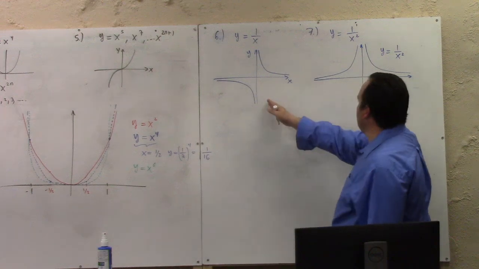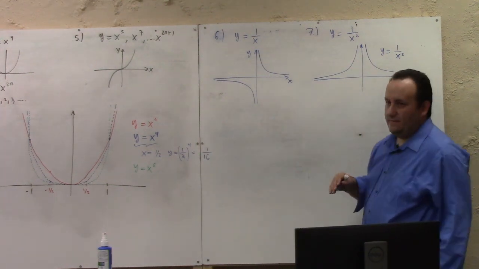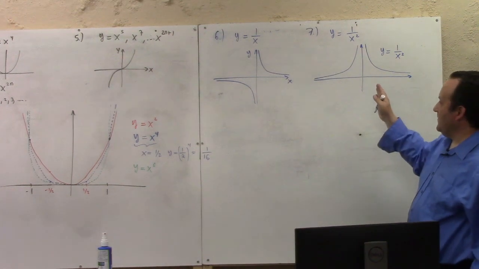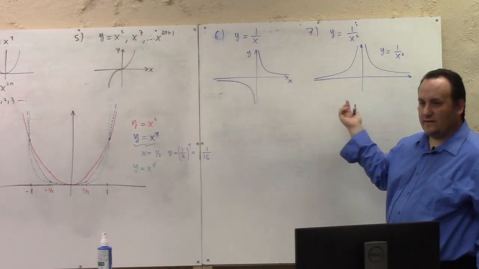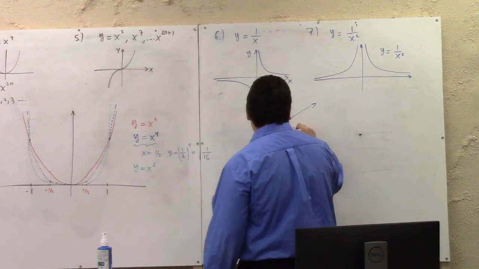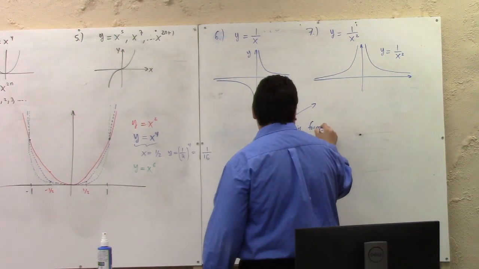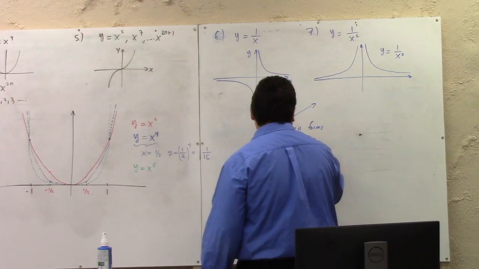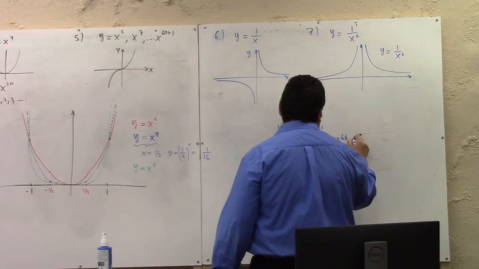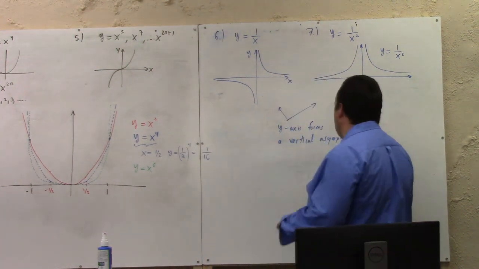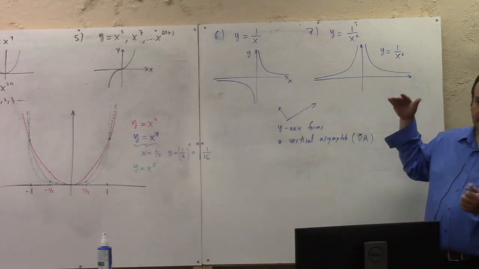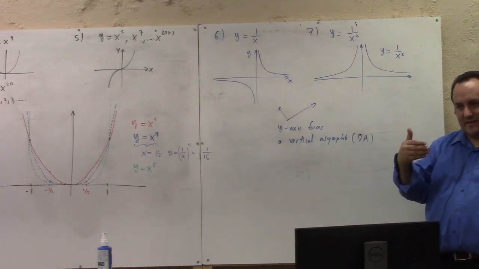So example 6 and example 7 have a new feature that we should talk about in this course. Something special happens on the y-axis. The y-axis is what's called a vertical asymptote, which we can abbreviate VA. A vertical asymptote is a vertical line that the graph gets close to, but doesn't actually get to.